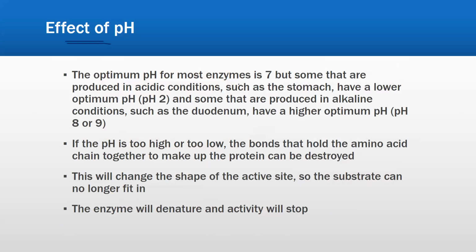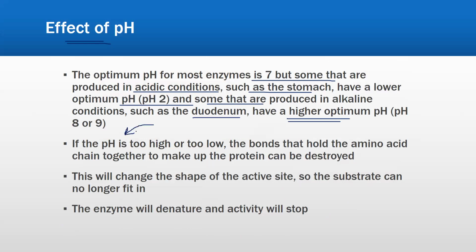The optimum pH for most enzymes is 7, but some that are produced in acidic conditions such as the stomach have a lower optimum pH of 2, and some that are produced in alkaline conditions such as the duodenum have a higher optimum pH as well, such as 8 or 9.